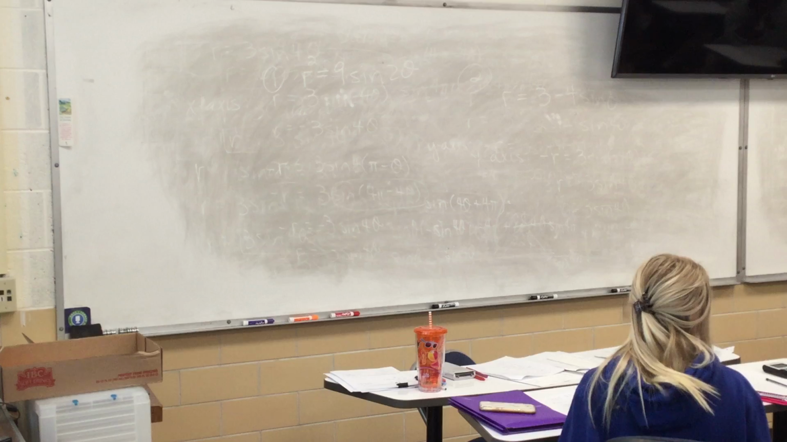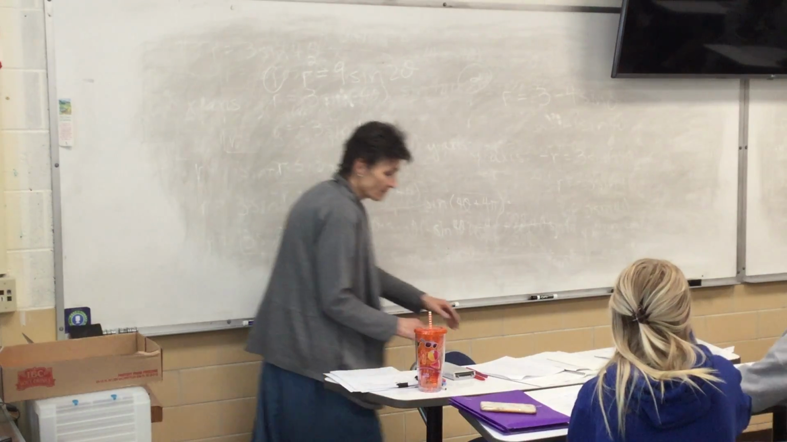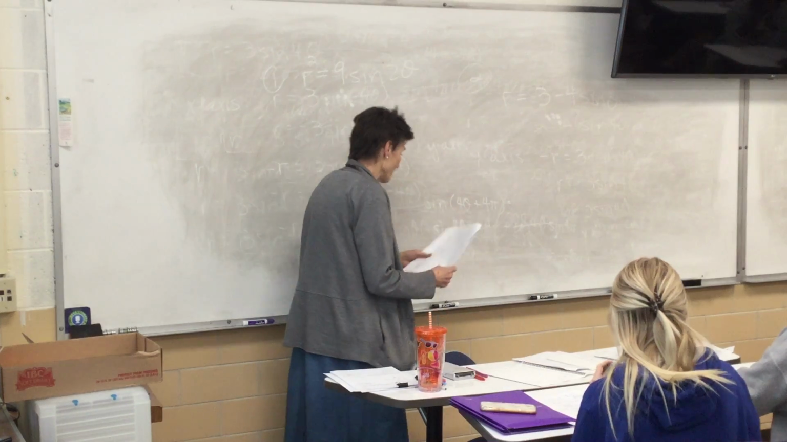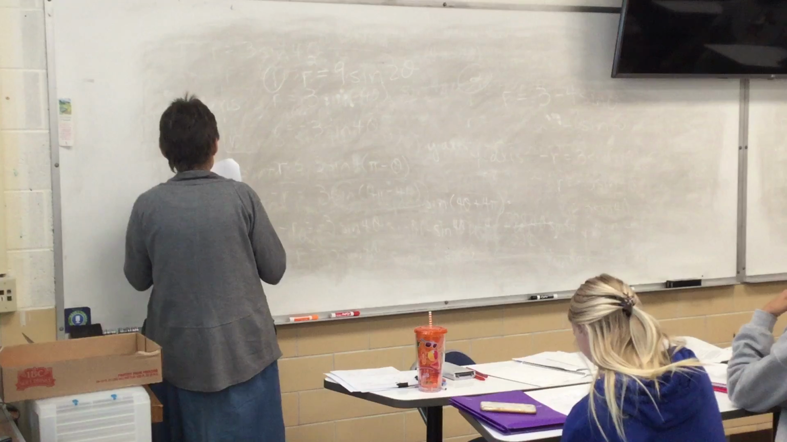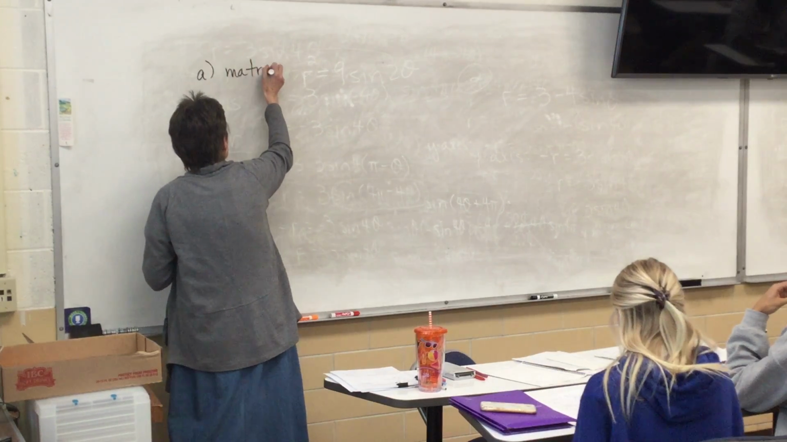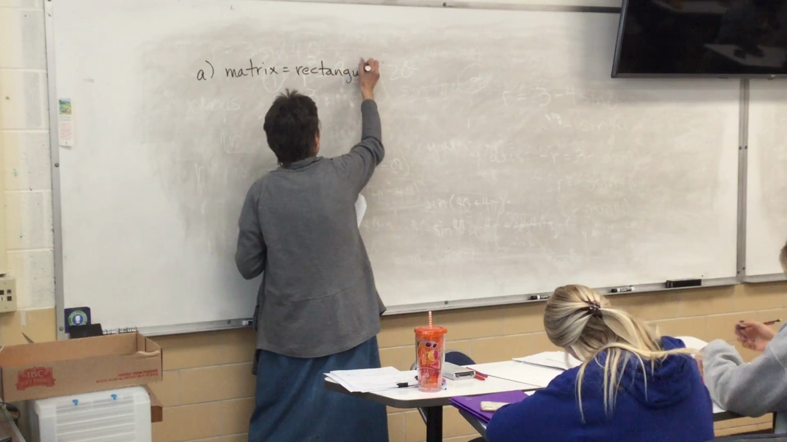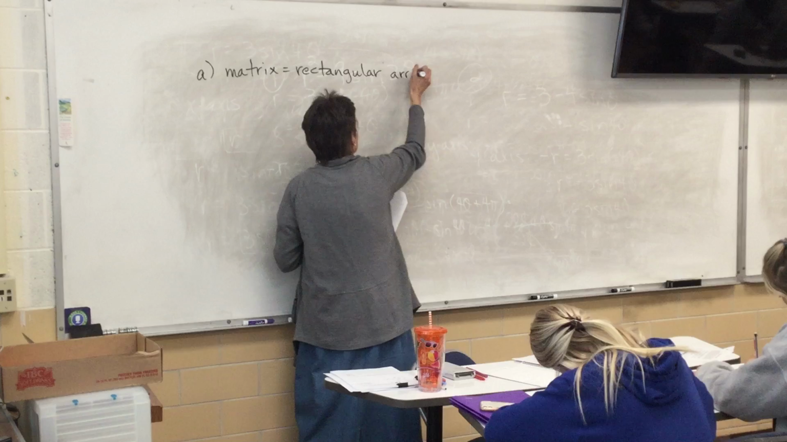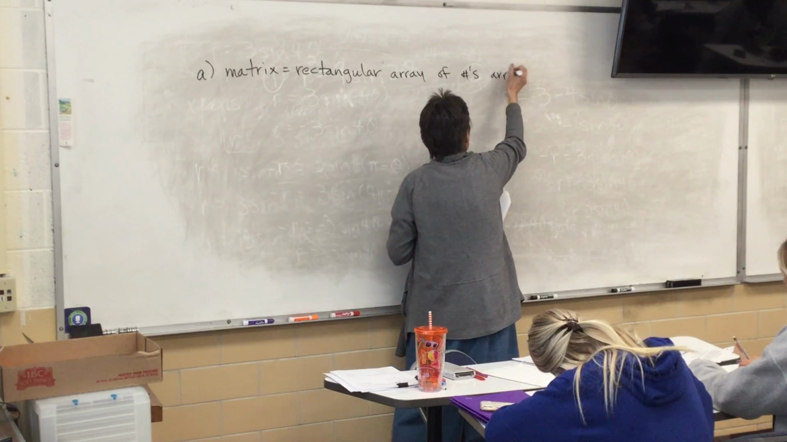So here we go. We have some vocabulary we've got to make sure we get because I don't think you've ever done these before. So what's a matrix? A matrix is a rectangular array of numbers arranged in rows and columns.